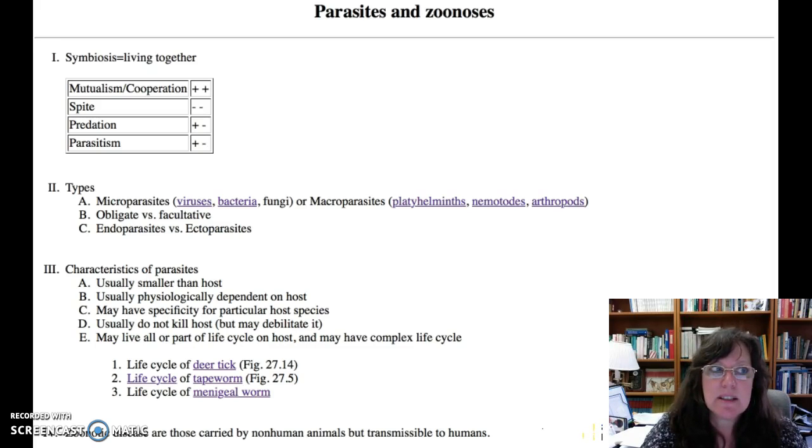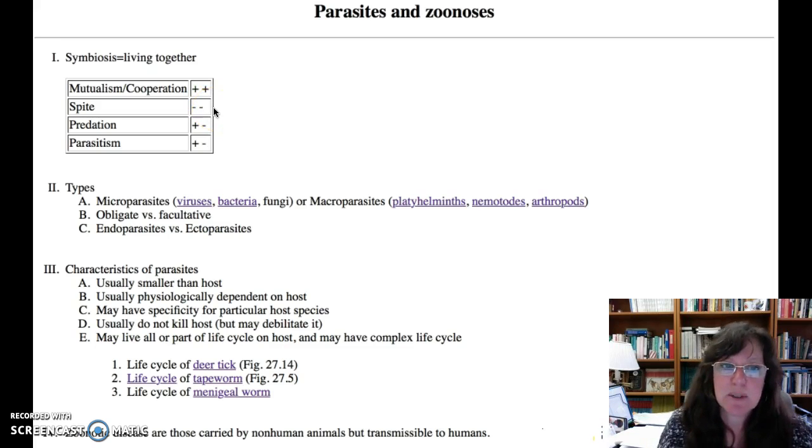So in some cases, both individuals that are interacting have a benefit, either in terms of their reproductive fitness or their survival. In this situation, we call that mutualism or cooperation. Plus, plus, both individuals benefit. There's also, at least in theory, a situation where neither of the individuals benefit, they both pay a cost, and that's called spite, minus, minus.